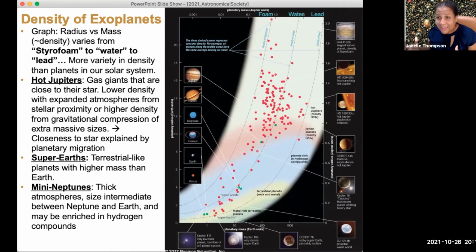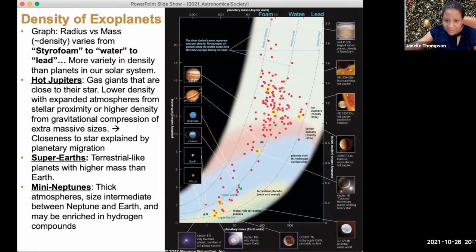Another type of planet that has been discovered through exoplanet surveys are these super Earths. So these are these rocky terrestrial type planets that are a bit larger than Earth. And then we have mini Neptunes, which would be, as the name infers, Neptune-like planets that are smaller than Neptunes, kind of intermediate between Earth and Neptune. And so these would have very thick atmospheres and possibly, likely to be enriched in hydrogen compounds like water, ammonia, and methane.